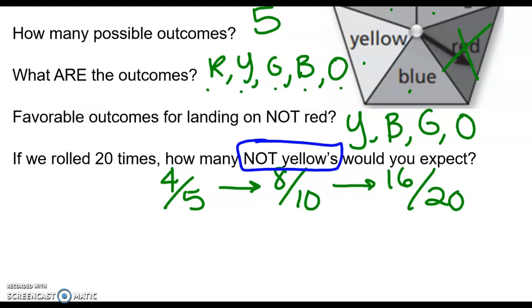If I go back to my spinner, there are 4 of the 5 sections that are not yellow. So we would expect about 4 out of every 5 times we do it, we get something that's not yellow. Well, I can kind of scale this up. So I would expect 8 out of 10 times I get something that's not yellow, or about 16 out of 20 times I get something that's not yellow. Okay? So again, would it exactly come out to 16 out of every 20 spins you get something not yellow? No, but that's what I would expect, or it should be something probably close to that.